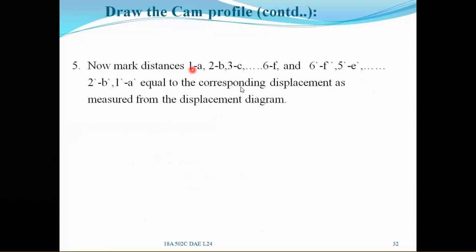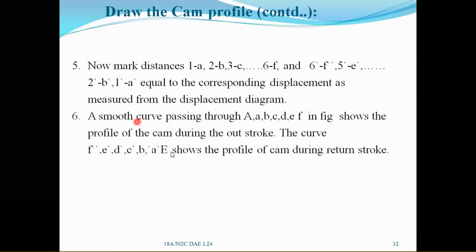Now mark points 1A, 2B, 3C, 4D, up to 6F, and similarly 6 dash F dash, 5 dash E dash, up to 1 dash A dash, equal to the corresponding displacements as measured from the displacement diagram. A smooth curve passing through points A, B, C, D, F in the figure shows the profile of the cam during the outstroke. The curve F dash, E dash, D dash, C dash, B dash, A dash, and E shows the profile of the cam during the return stroke.